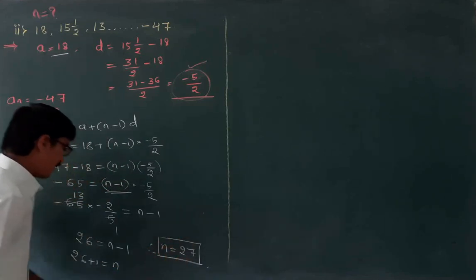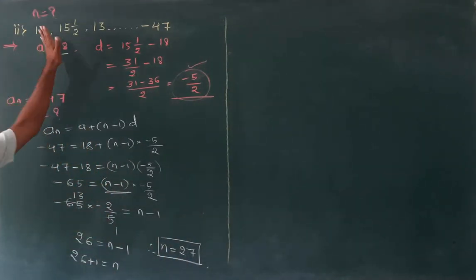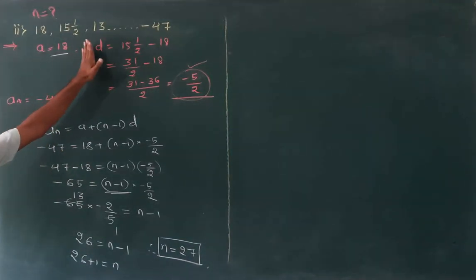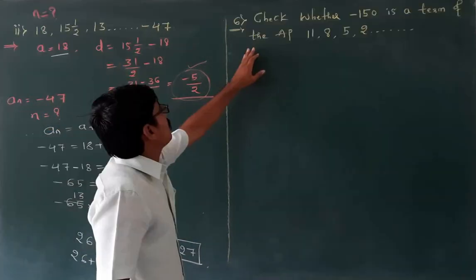It is the n value, and here the number of terms is asked. Therefore, how many terms are there? 27 terms are there in this AP.